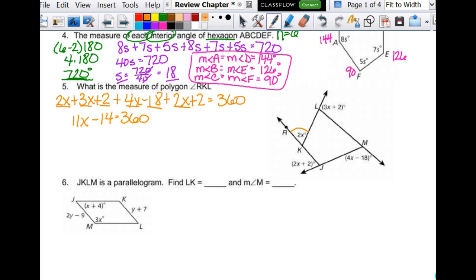Then I'm going to add 14 to both sides, so I get 11x is equal to 374. So 11 goes into 37 3 times with 4 left over, and 11 goes into 44 4 times. So x is equal to 34. But I'm looking for the measure of angle RKL, so I got to do 2 times 34, which is going to be 68. So the measure of angle RKL equals 68.